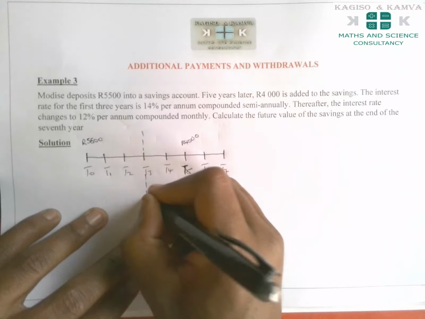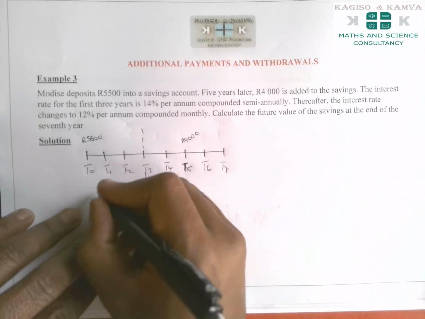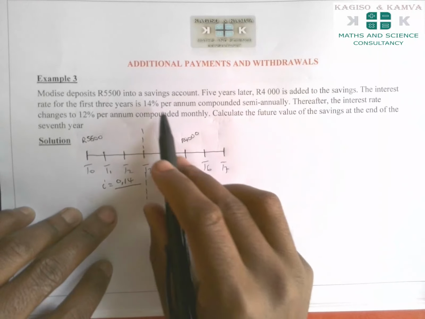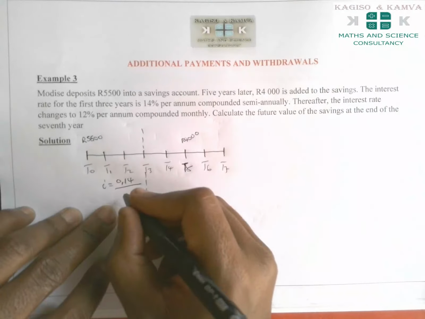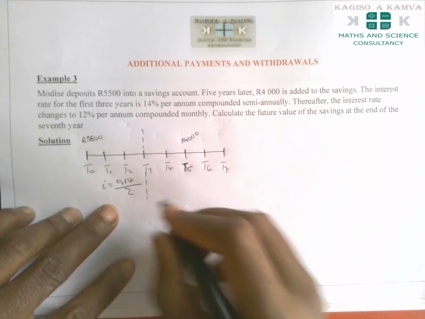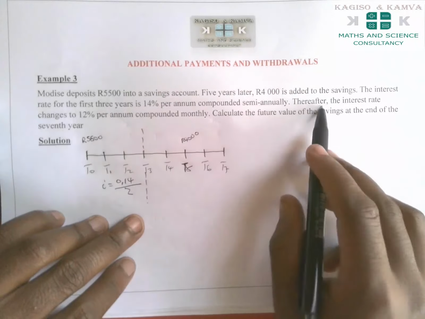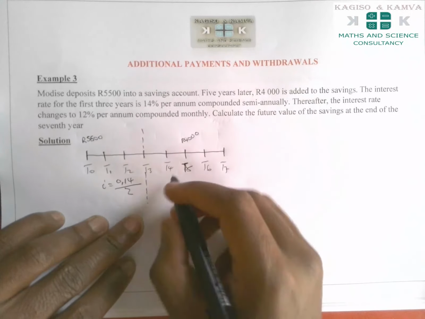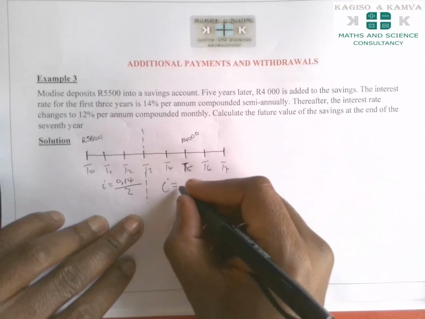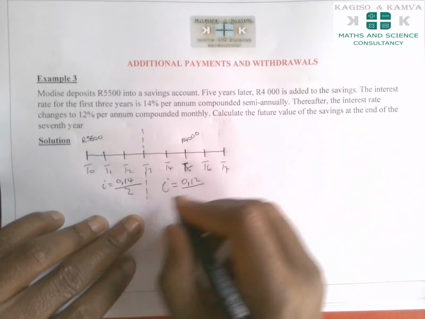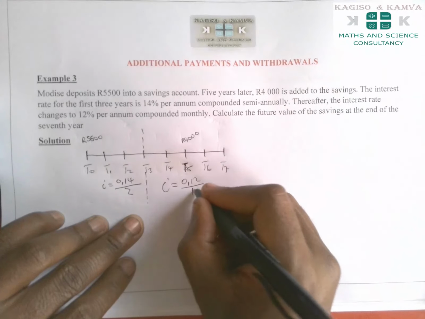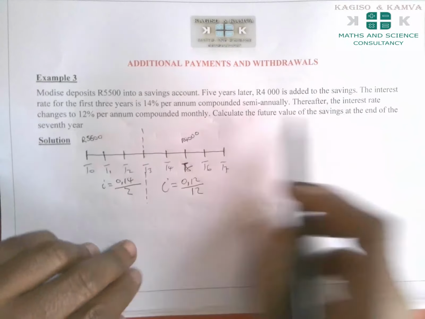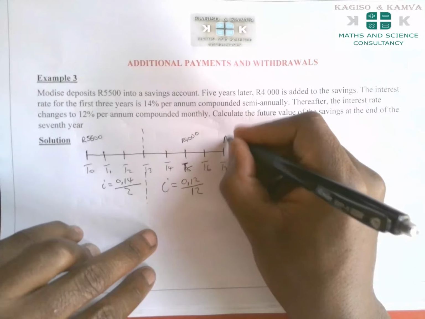Okay, and now the interest rate for the first 3 years is 14%. I is 0.14 divided by 2, semi-annually for the first 3 years, and then thereafter the interest rate changes to 12% per annum, compounded monthly. So I is equal to 0.12 divided by 12, compounded monthly. Okay, calculate the future value of the savings at the end of the 7th year. So we're looking for this A here.